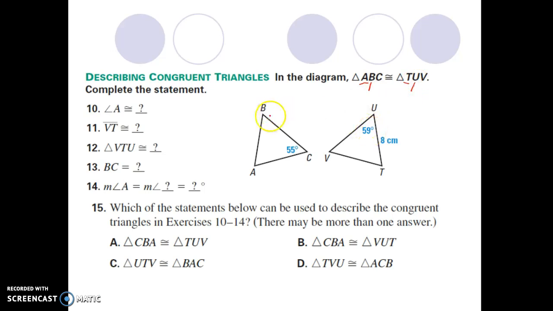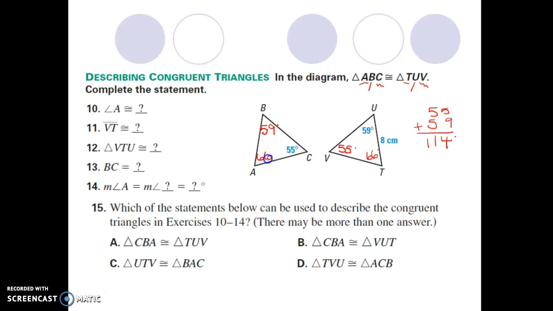So because I have 59 for U, I can assume that B is also 59. And then lastly, C and V also have to be congruent. So since I have C is 55, I can assume V is 55. Now from the triangle sum theorem we learned in the last chapter, we know that all of these angles have to equal 180 degrees in a triangle. So if I have 55 and I have 59, I have a total of 114 degrees, which means that if I subtract that from 180, I'd be left with 66 for my remaining angle.